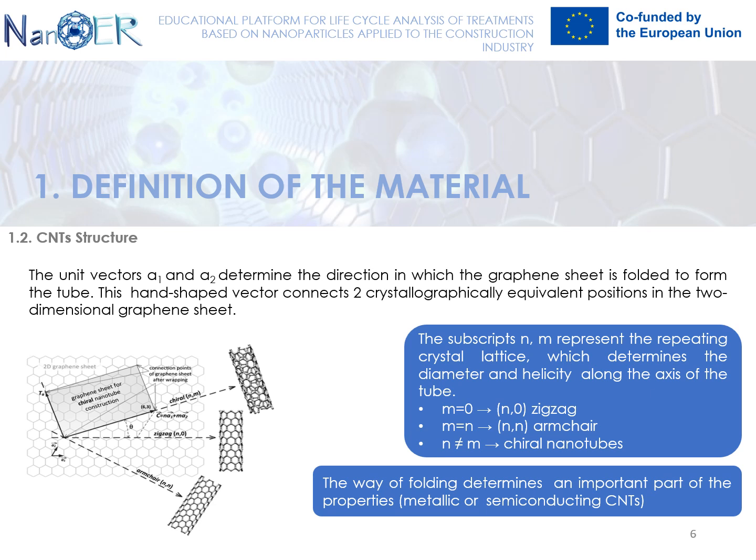The subscripts N and M represent the repeating crystal lattice, which determines the diameter and helicity along the axis of the tube. When M is equal to 0, then we have a zigzag structure. When M is equal to N, then we have the armchair structure, and when N is different from M, then we have the chiral nanotubes. The way of folding determines an important part of the properties, metallic or semiconducting CNTs.